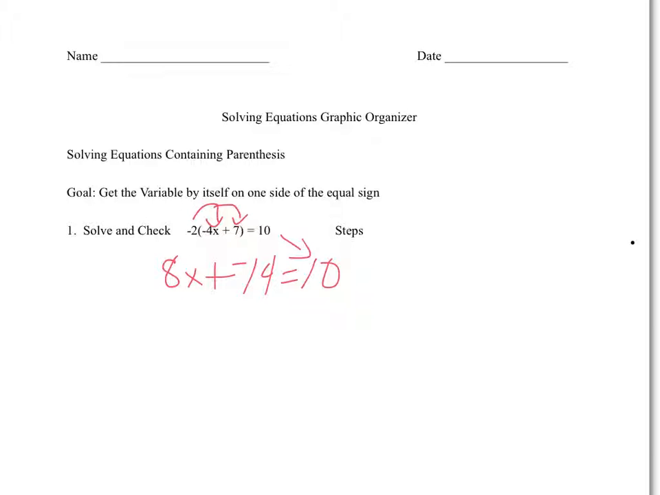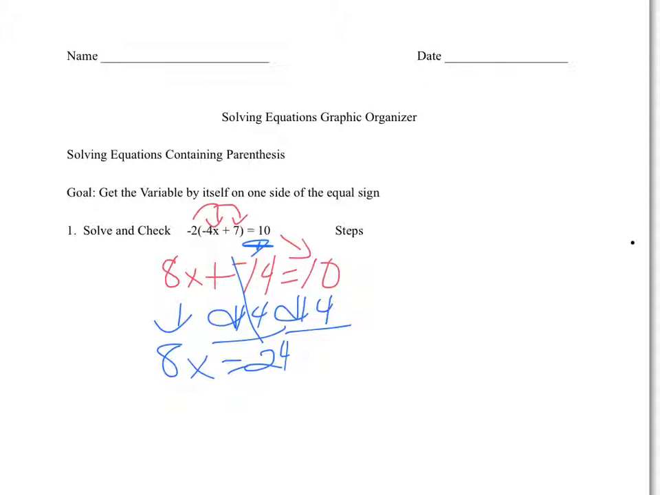I'm going to move the piece first without the variable, so the 14, by adding the opposite to each side of the equation. So I'm going to add positive 14, and I'm going to add positive 14. The 8x comes down, so 8x equals 24. Now I'm going to move the piece that is with the variable by either multiplying or dividing. In this case, since the 8 is being multiplied times the x, in order to undo that, I'm going to divide each side by 8. 24 divided by 8 tells me in this case that x is going to equal 3.